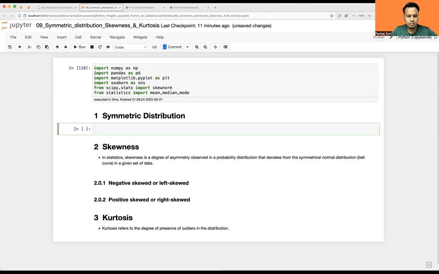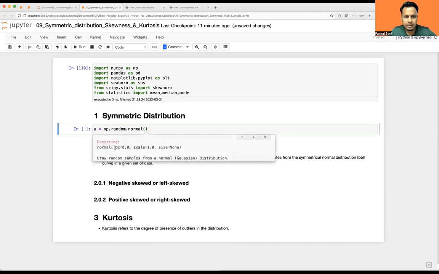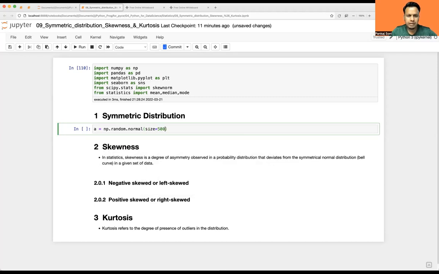So let's see the symmetric distribution. I'll take another variable a here and use np.random.normal. From this function I'm going to generate the data. What parameters does it take? As a Gaussian normal distribution, loc means your mean, where exactly it is located, at the 0th location. And scale is nothing but your standard deviation. By default, for the normal distribution, this is set. If you want, you can change it. And I'm just going to use size equal to, let's say, 500 points.